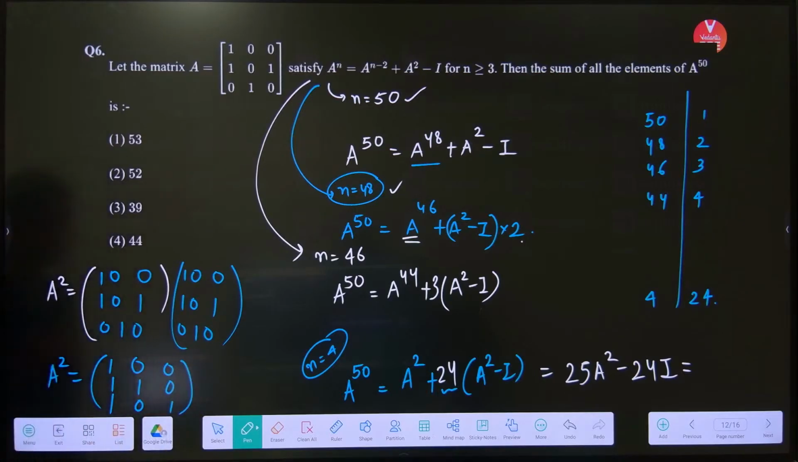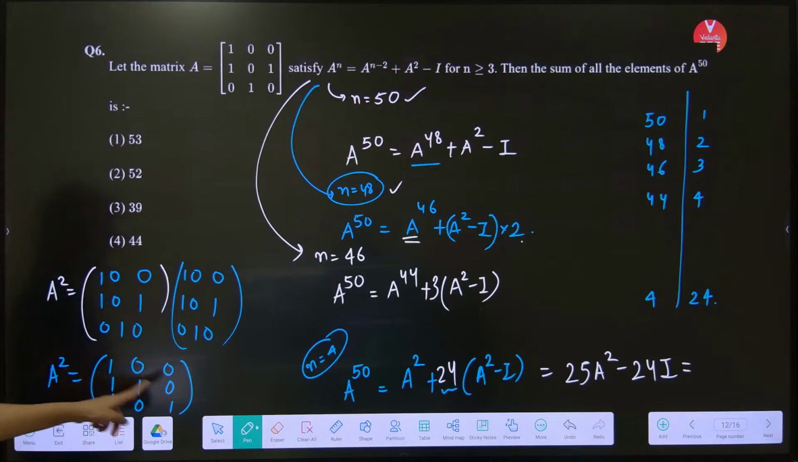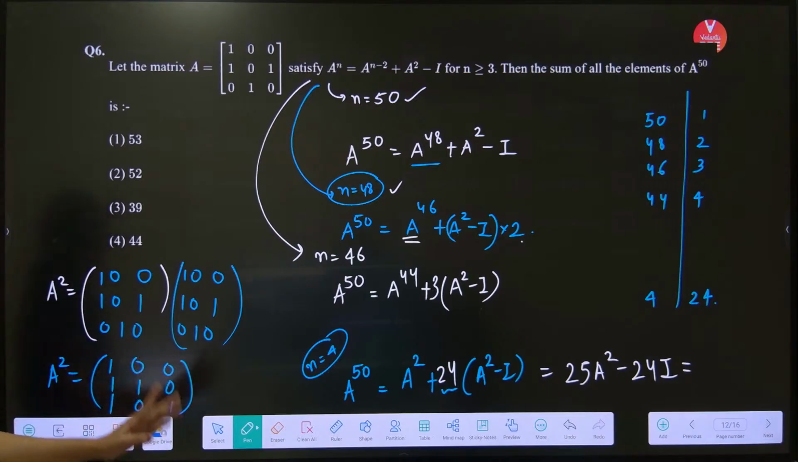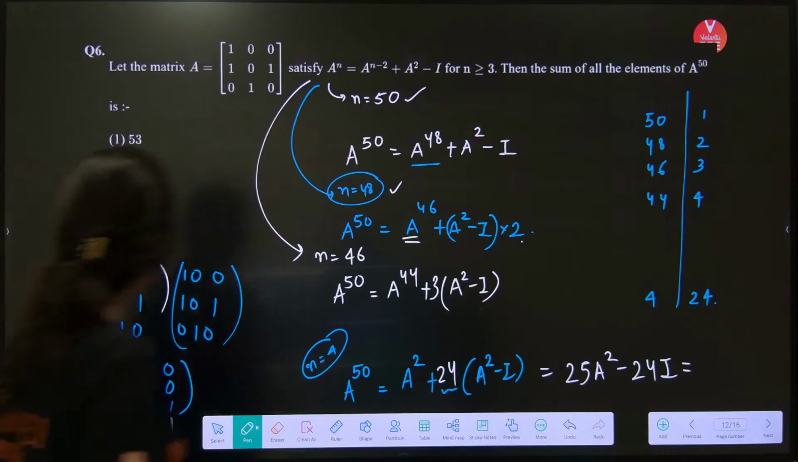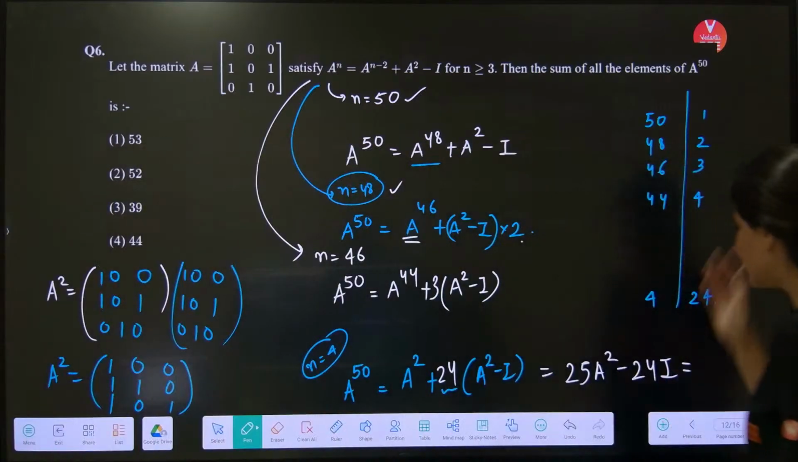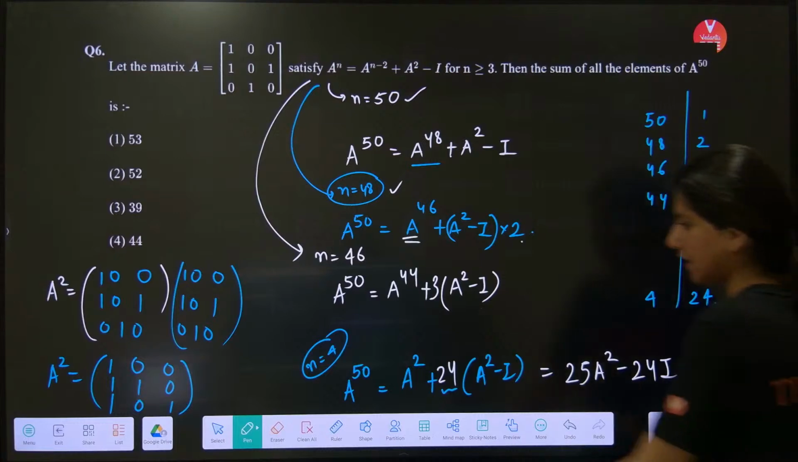Okay, so A square: 100, 110, 101. Absolutely right. This is your A square. Now sum of all the elements, 25 A square. So this is going to be 25 times this, minus 24I. So let's calculate.